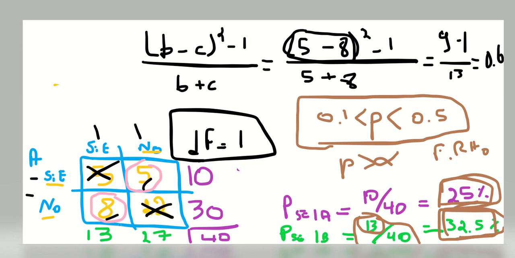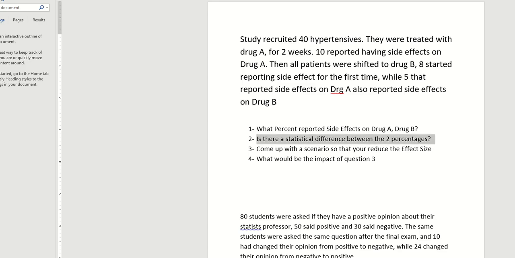Well, to get to that 13, I had to add the 5 to the 8. So what I say is that actually these weren't 8, they were, let's say, 6. So these 8 showed up here, 8 started reporting side effects for the first time. I can say actually it wasn't 8, it was 6. 2 that I thought had side effects had random side effects. They actually just caught a flu, and what I thought were side effects just happened to be the flu. So in fact, they didn't have side effects, and therefore the total number reporting side effects for the first time with drug B is 6.